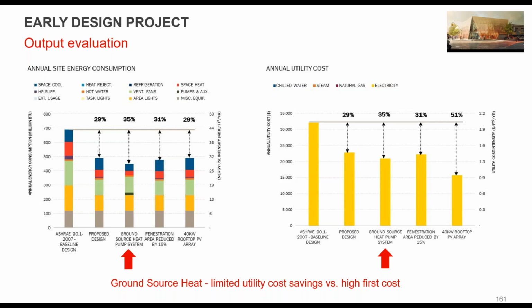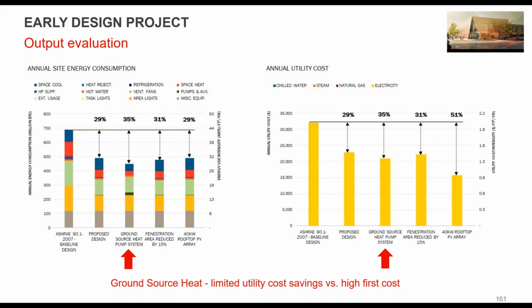Here's a slide showing some output evaluation. We start with a baseline design based on 90.1. We go to our proposed design. In that case, we're looking at 29%. We look at some alternatives. With a ground source heat pump, we can get even more savings. Fenestration area gives us another couple percent, just reducing it. A 40 kW PV array really doesn't reduce the energy intensity, it just offsets.